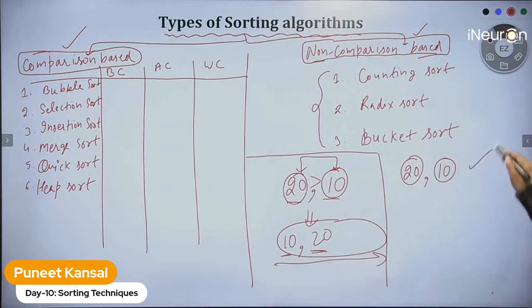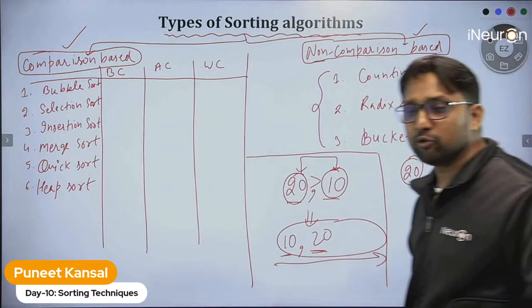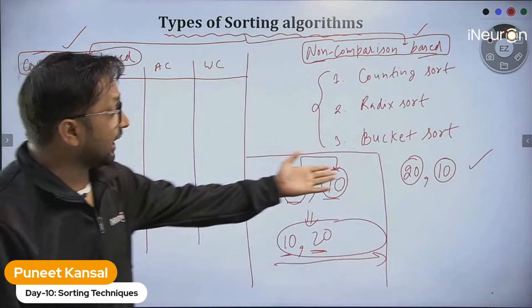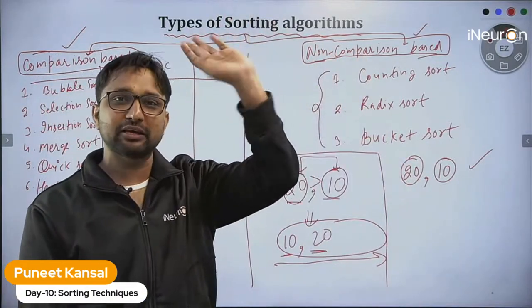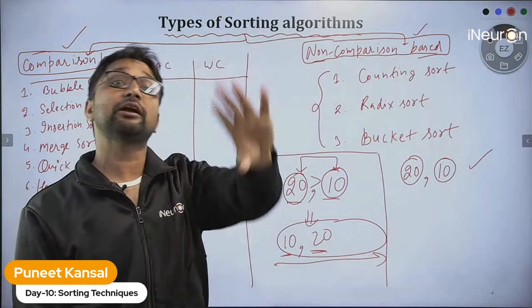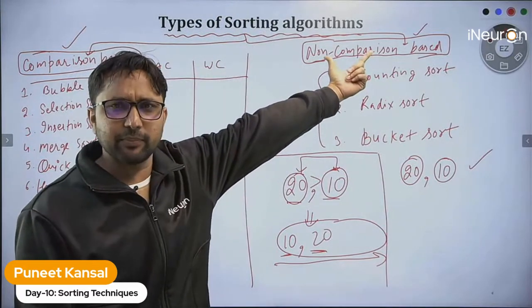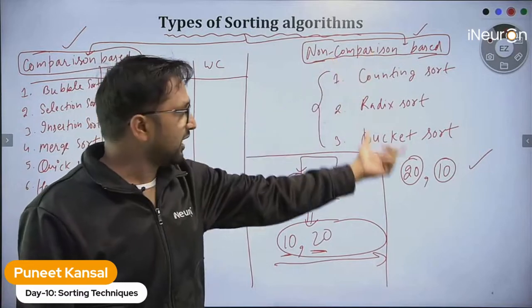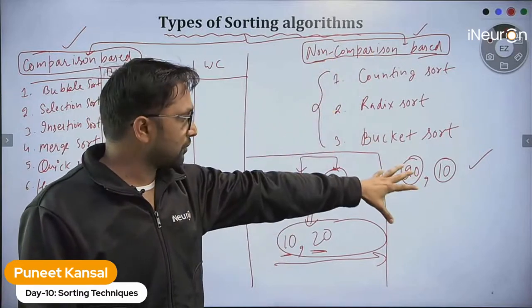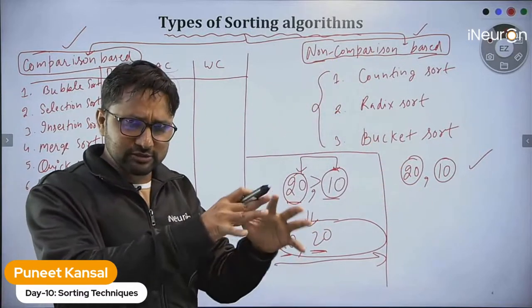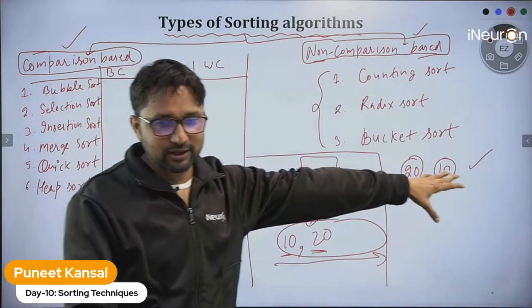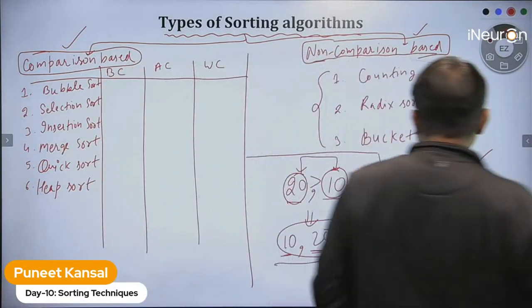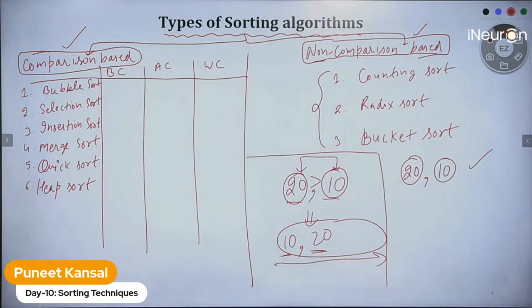Can you tell me which one is smaller, which one is greater? They will tell. These three people are saying that we will not compare the numbers with each other, still we will tell you which one is smaller, which one is greater. So these are non-comparison based. They will do some magic, and after that they will find out which number is smaller, which number is greater. We will see what type of magic they will do.